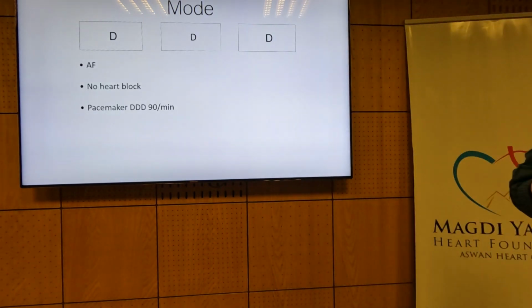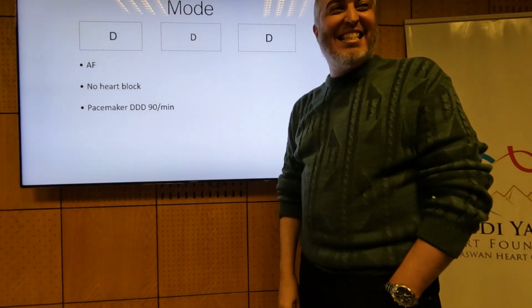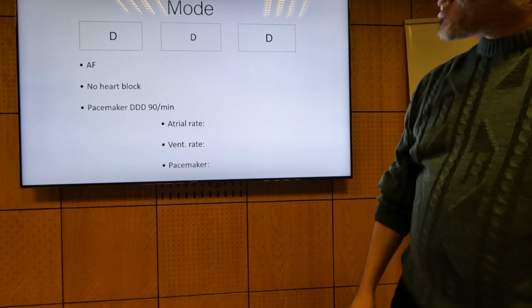AF. No heart block. DDD 90. What's the atrial rate?